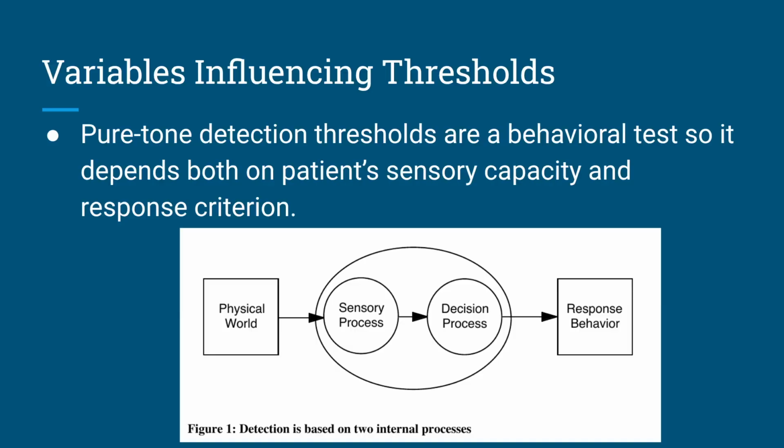The model demonstrates that an individual's behavioral response is not solely dictated by their physiological sensitivity, but is equally influenced by their decision-making strategy, whether they're a conservative responder who waits for absolute certainty or a liberal responder who guesses at the slightest sensory fluctuation. That's the breakdown.